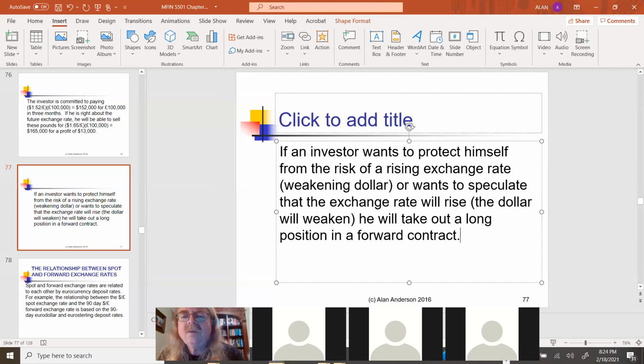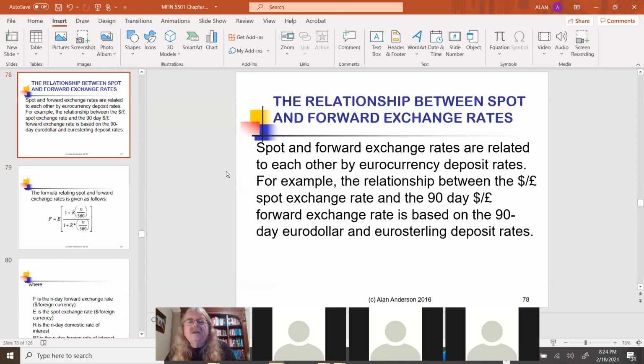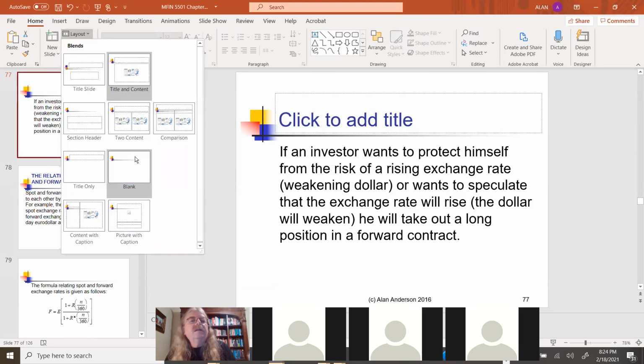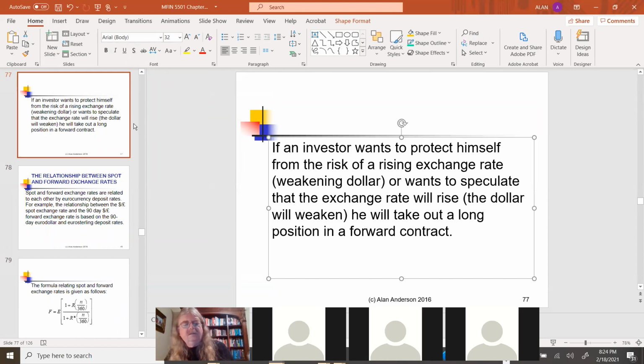Either way, the position he wants to be in is to have a long contract where you are the one who buys the pounds and pays the dollars. Okay, so I think I forgot to mention that up here somewhere, but if he does lock in the price of $1.52 and the exchange rate does go up, he'll just save money. On the other hand, what if it's the opposite? All right, so we want to understand why anyone would enter into a short contract.